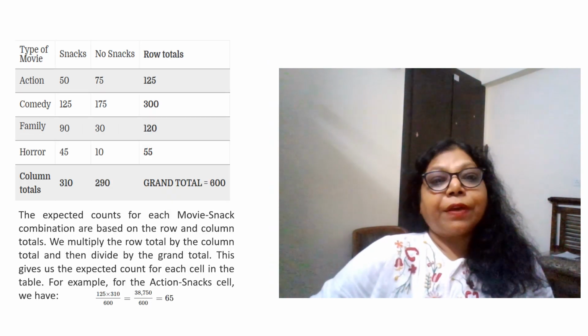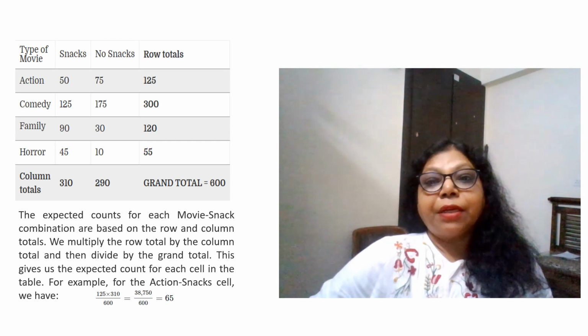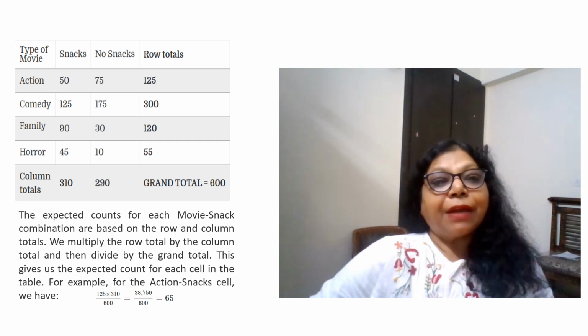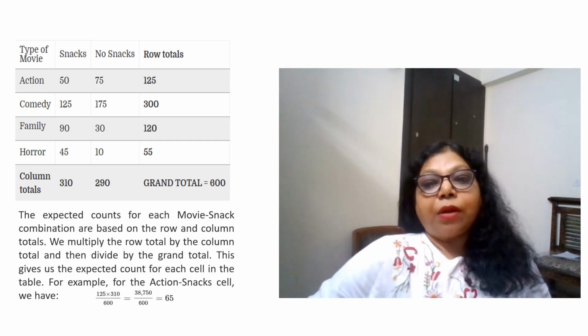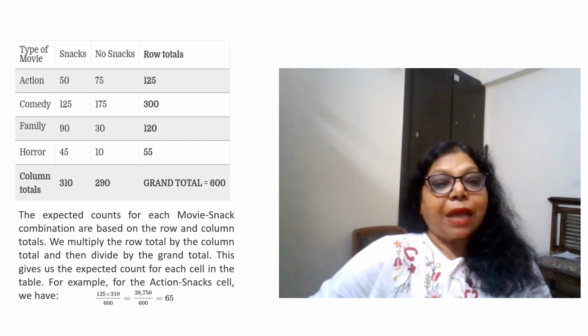So before we go further, let's check the assumption of five expected values in each category. The data has more than five counts in each combination of movie type and snacks. So what are the expected counts if movie type and snack purchases are independent? Now, finding the expected counts for each movie snack combination, we first need the row and the column totals. So we see snacks 310, and for no snacks it is 290.